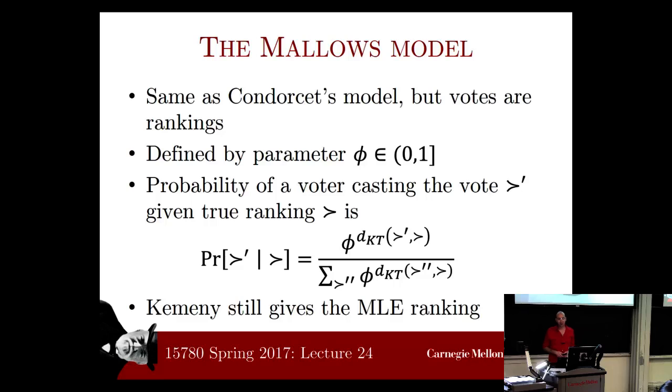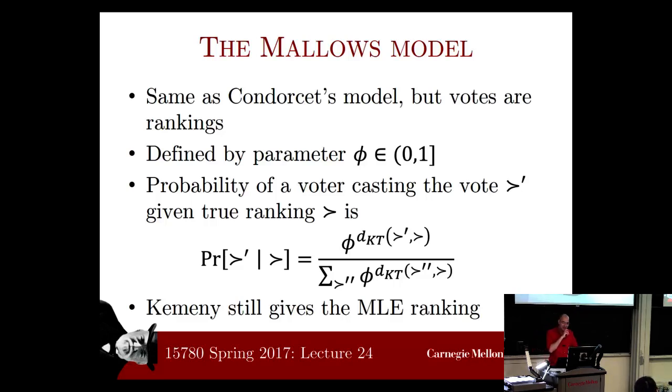This model is called the Mallows model. It's a well-studied model in statistics, named after a guy called Mallows. A mistake many people make is to call it the Mallow model, as if the model belonged to Mallow, but the guy's name is actually Mallows.